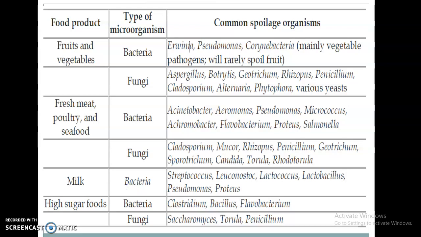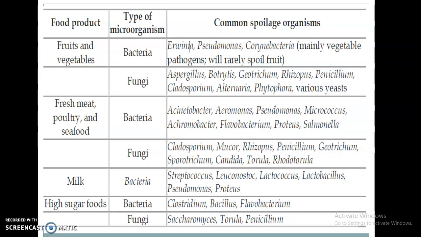So here a chart is given, in which the first column is the food product, the second is the type of organism, and the last is the common spoilage organism. Okay, this is very important for the final exam, for objective questions and also for long answers.